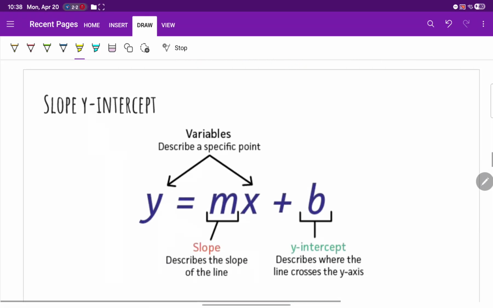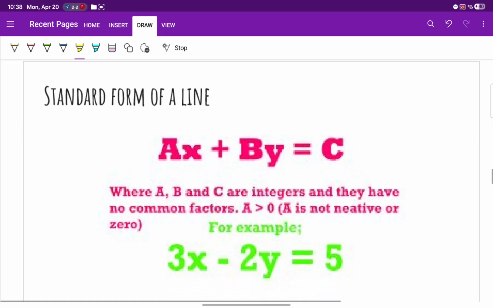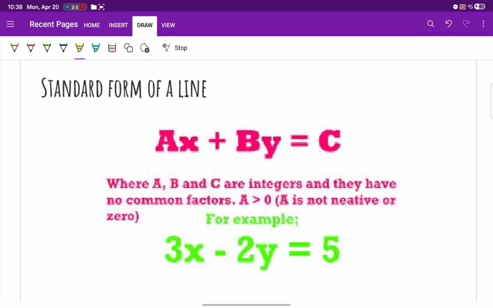Again, we have the slope y-intercept form, y equals mx plus b. We always want to get our equation into y equals mx plus b. Now, standard form looks a little bit different. What you'll notice in this form is that y and x are on the same side. And this is what standard form looks like.